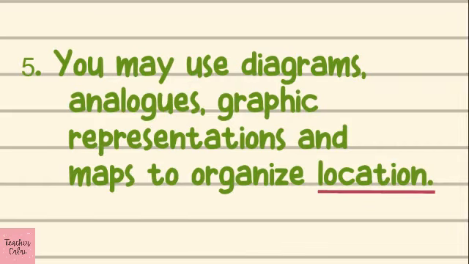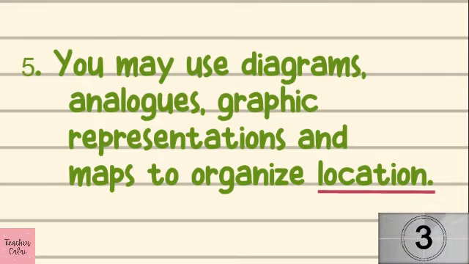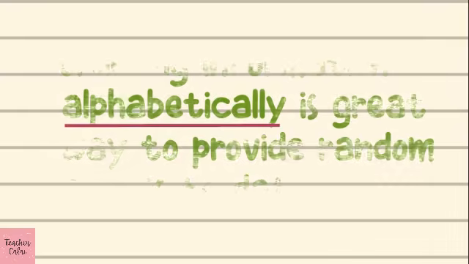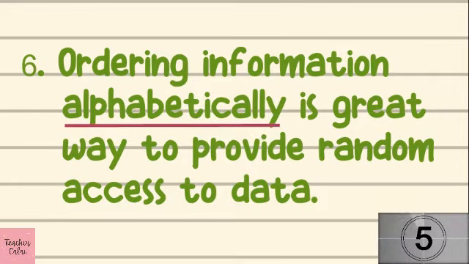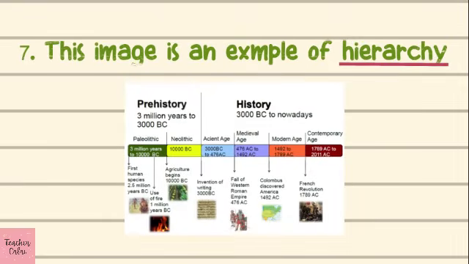Number 5. You may use diagrams, analogs, graphic representations, and maps to organize location. Number 6. Ordering information alphabetically is a great way to provide random access to data. Number 7. This image is an example of hierarchy.